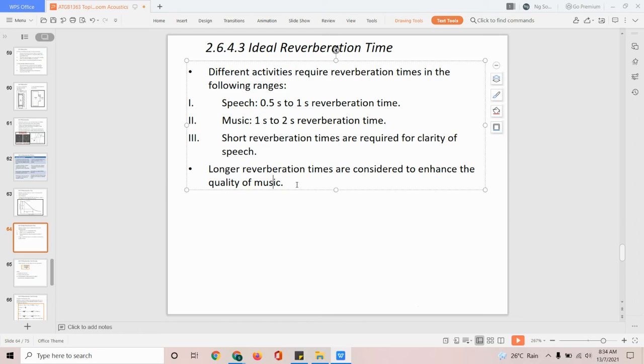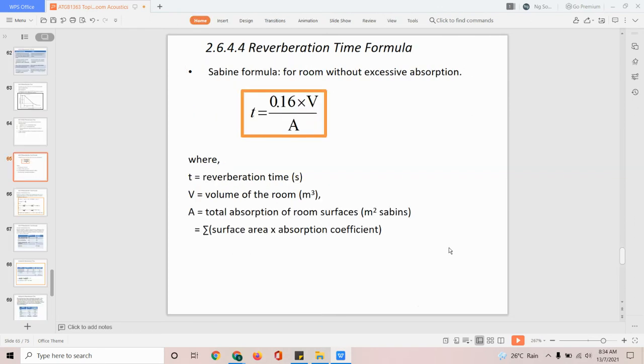Because we are in an enclosed space, we want to reduce the sound so that instead of being an echo, it becomes a reverberation. To do that, we have a calculation and formula.